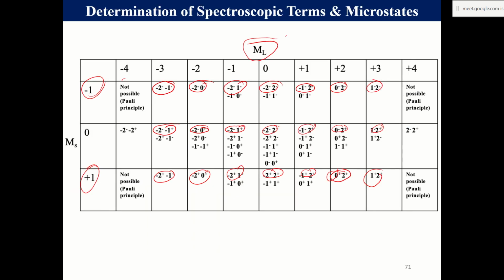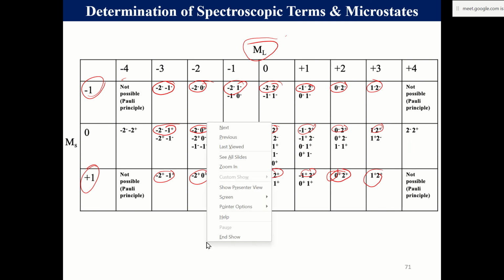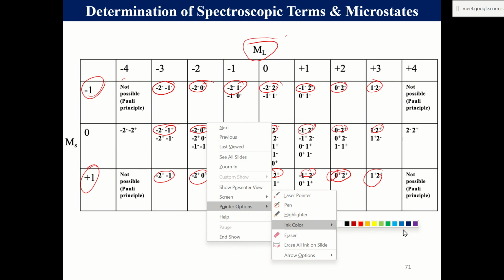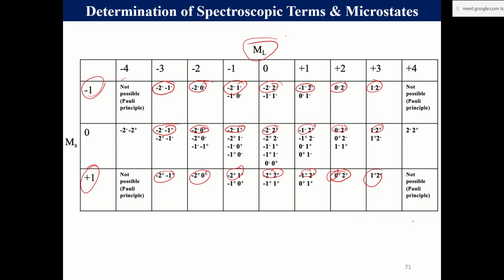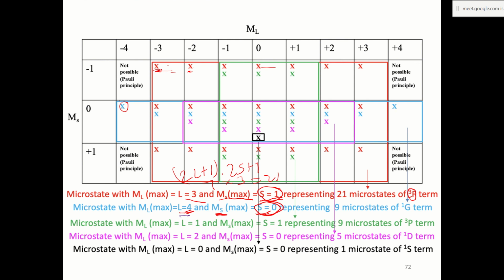So you just put it with a different color, and you can easily change the color. So strike out all these. This is the second one to be taken out. Second one to be taken out. So these are all 9 microstates of the L is equal to 4.